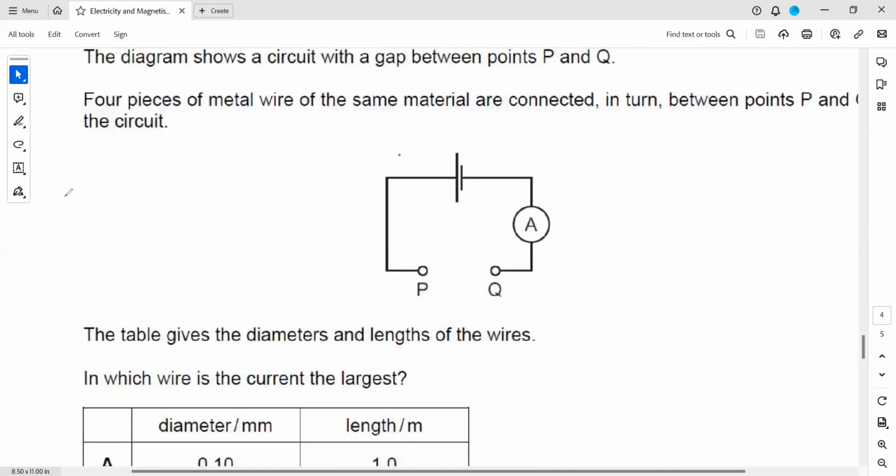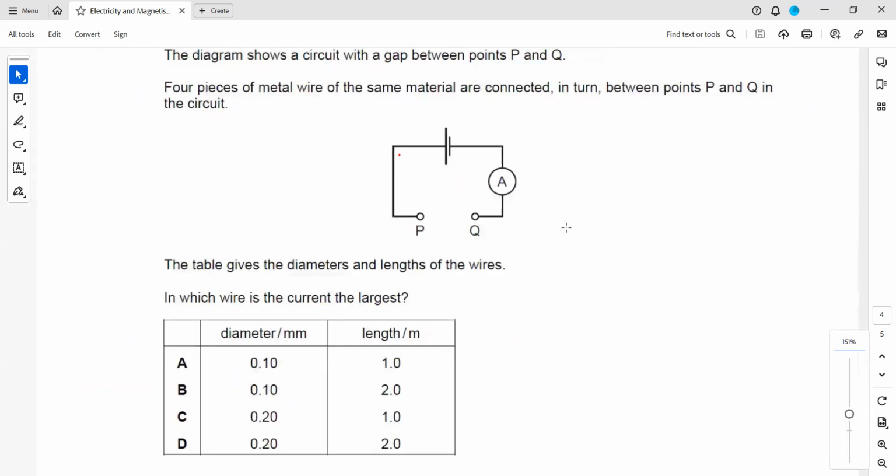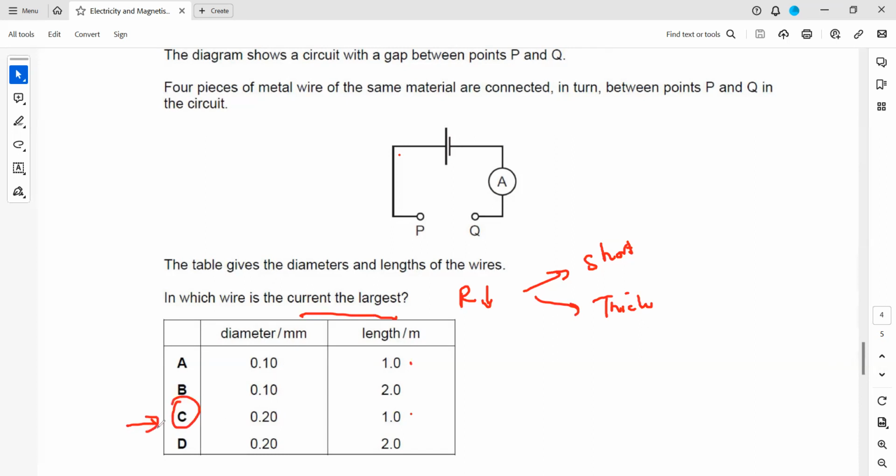Four pieces of metal of the same material are connected in turn between points. The table gives the diameter and the length. In which case is the current largest? For a high current, we want a low resistance. How can we have a low resistance? We should use a short wire and a thick wire. So the wire must be shorter, so either 1 and 1, and the wire must be thick. 0.2 is thicker than 0.1, so C will be the right answer.